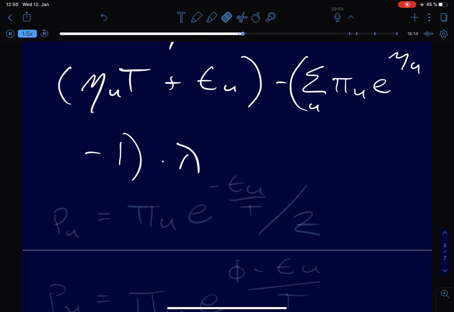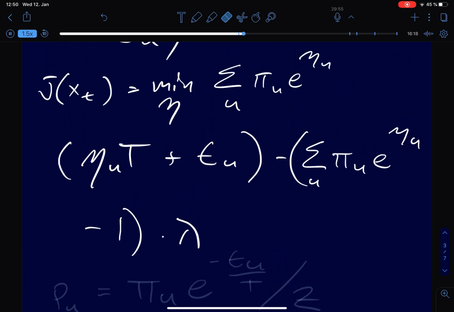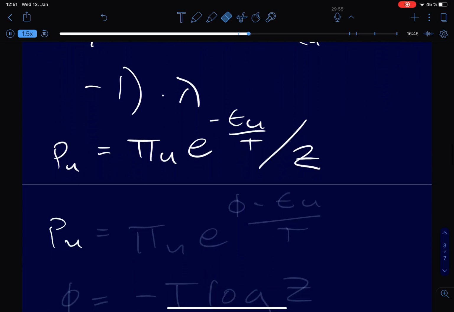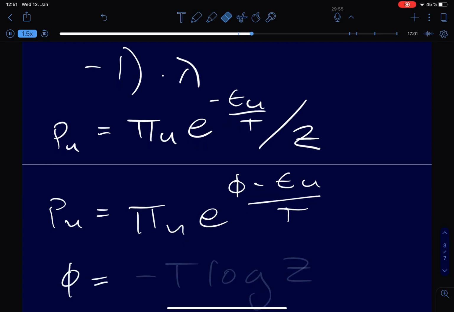So this is a standard max entropy kind of calculation, and the result is always the same: you have that P of u is equal to pi of u, the density of states, e to the negative epsilon u over T, divided by the partition function. Or equivalently, P of u is equal to pi of u e to the negative energy minus the free energy over temperature, where the free energy is equal to negative T log Z. Okay, so that's what's going to happen here.